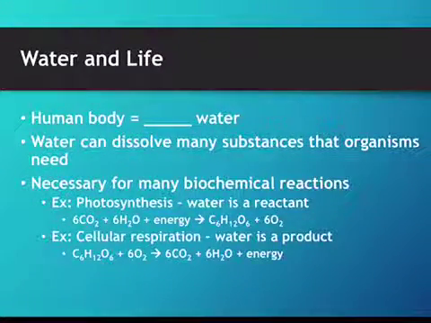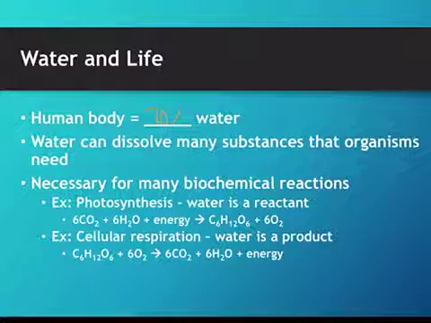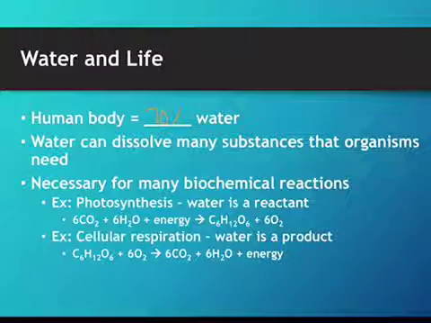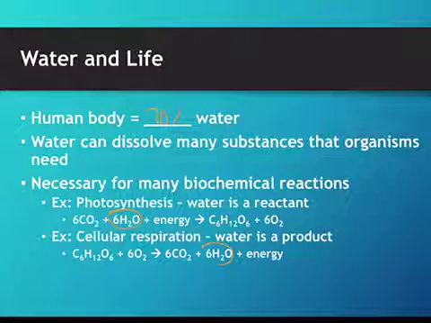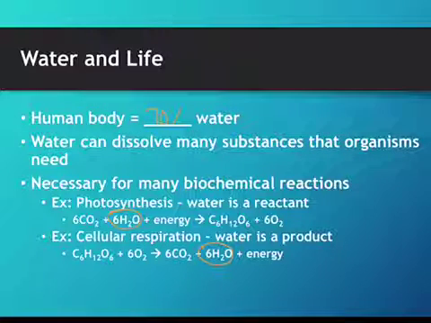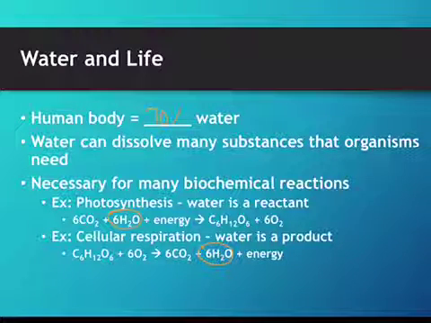So in our human body, about 70% of the human body is water, and it's needed to dissolve many of the substances that organisms need in order to survive. It's also necessary for many biochemical reactions. So 2 examples of biochemical reactions that use water would be photosynthesis, where water is the reactant, and then cellular respiration, where water is the product. And so that's why these 2 reactions kind of work together. One supplies the product so the other can have the reactant, and it's kind of just a cycle.